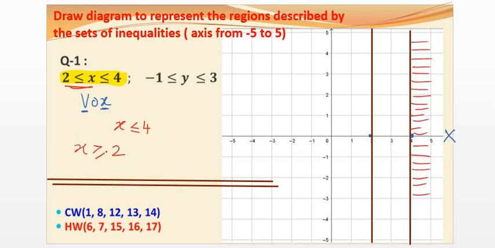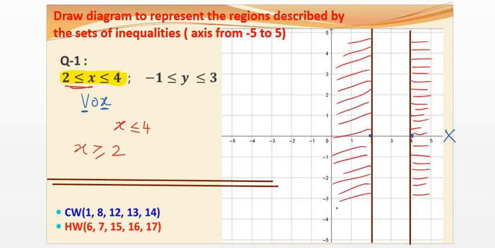This one, this side is x is greater than or equal to 2. That means we need the greater values than 2. So we do not need the values that are smaller than 2. So that's why this side will be shaded. Or in other very simple words, you can say because x is lying between 2 and 4, the middle area will be unshaded, and this is the unwanted area. Like we do not need values greater than 4 and we do not need values less than 4. So this side will be shaded and the other side will also be shaded.